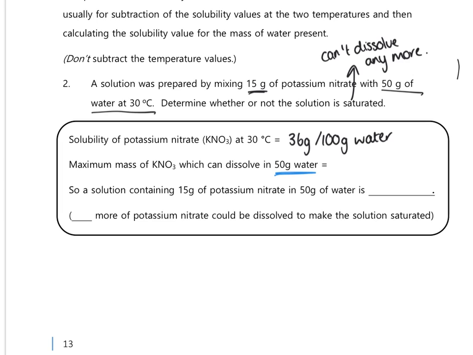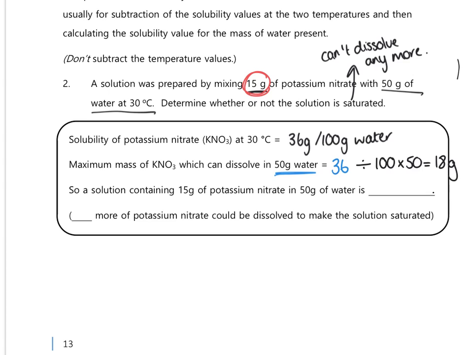Good. So always look at the mass of water that you have. So you're taking your 36 and either just divide by 2, that's the quick way of doing it, but just in case you get an awkward value, you're dividing by 100 and timesing by 50. And so that's going to give you 18 grams. So what that is telling me is that the maximum mass I could dissolve in 50 grams of water is 18 grams.